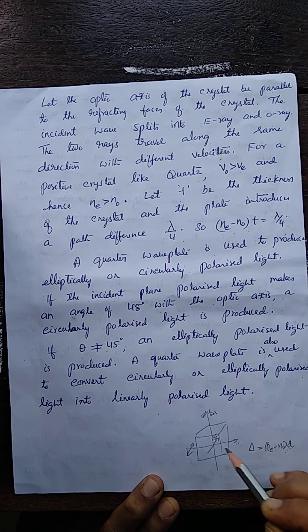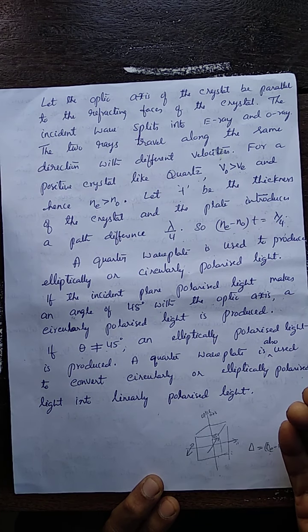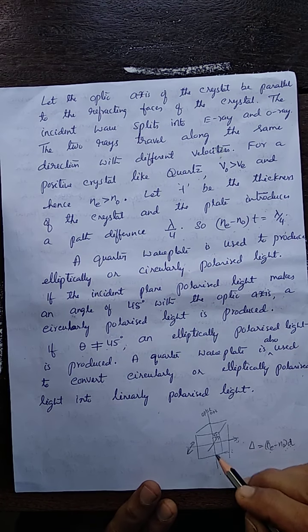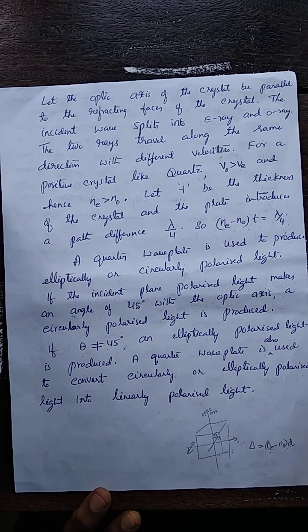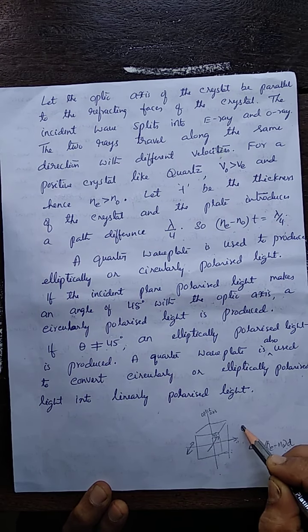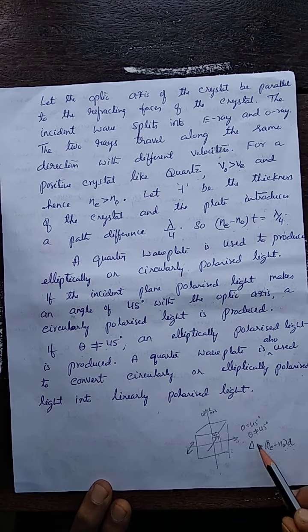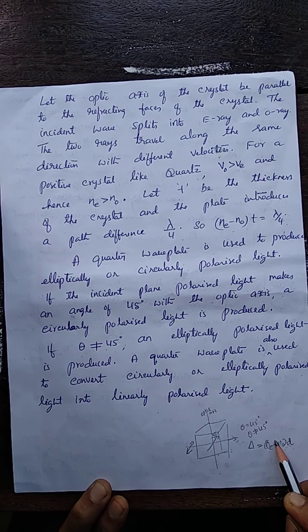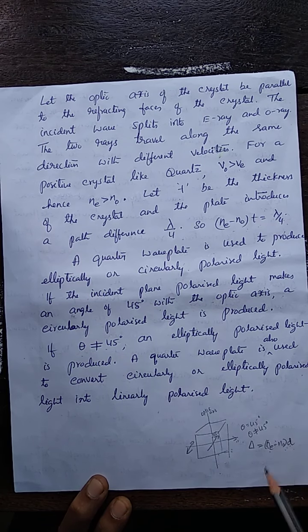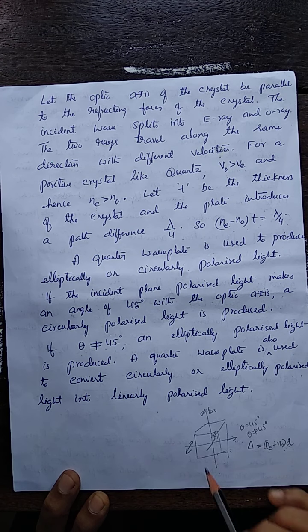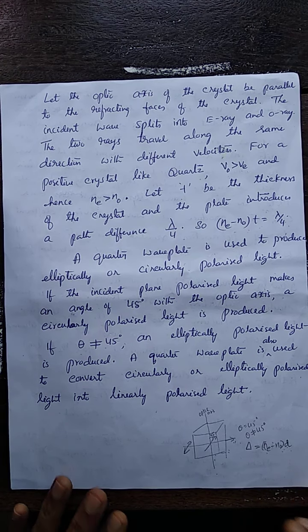this quarter wave plate introduces an extra path difference of lambda by 4 or a phase of 90 degrees, so that the plane polarized light becomes circularly polarized when theta equals 45 degrees. If theta is other than 45 degrees, the emergent light is elliptically polarized. This is how a quarter wave plate is used to produce elliptically polarized light and circularly polarized light. Another type of wave plate is the half wave plate.